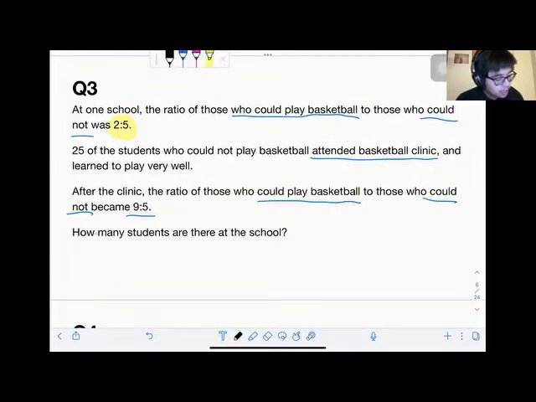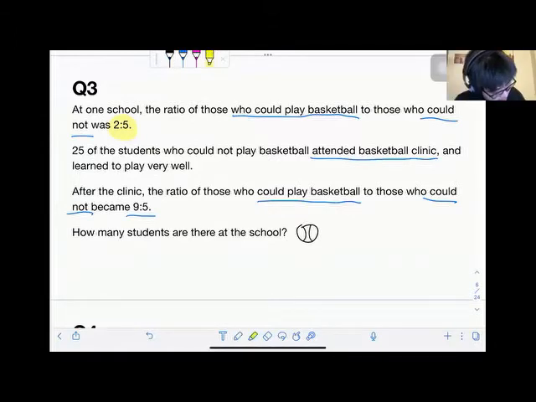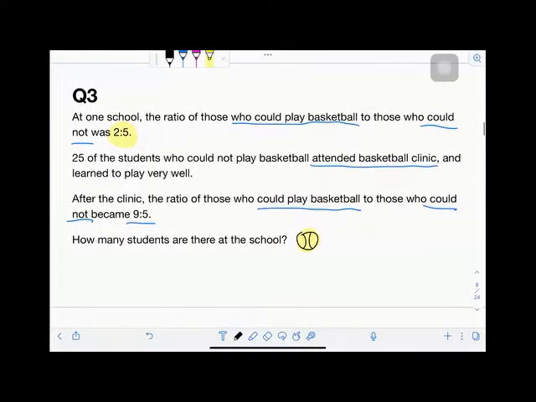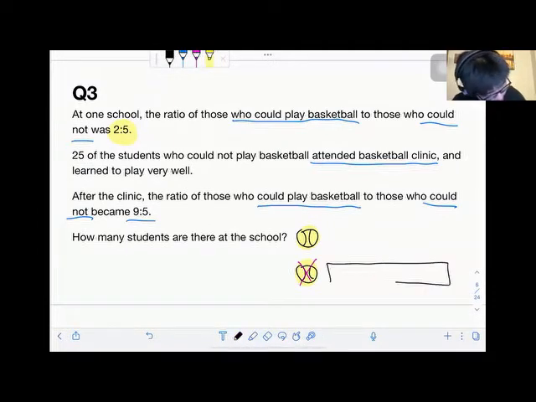So ano po yung i-drawing natin sa una? Drawing ko muna ng dalawang box for those who could play basketball. Okay. And then 5 boxes for those who could not play basketball. Okay. So who could not play basketball? Yes po. Sige, 5 boxes sa kanila.